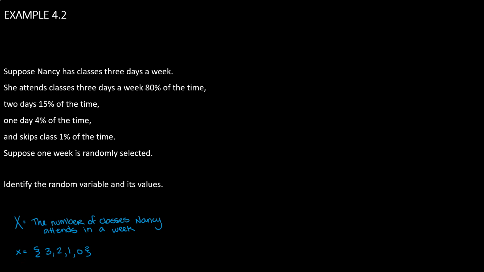We can convert the given information into probability notation. So attending classes 3 days a week, we could write that as capital P, parentheses, capital X equals 3. That's our probability of our random variable taking on the value 3. And we know that's equal to 80%, or 0.80. We can convert the rest of the information into this notation in the same way.